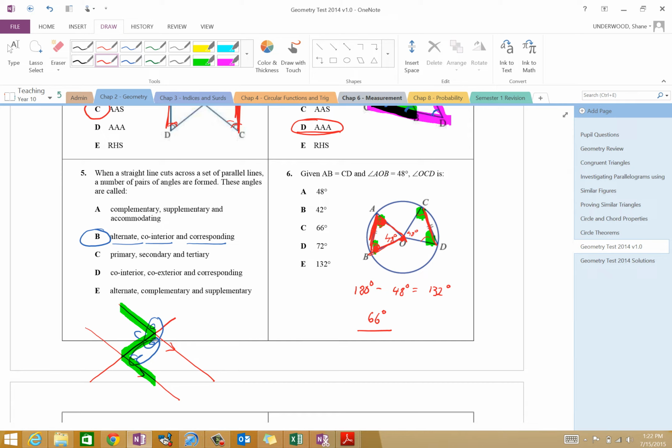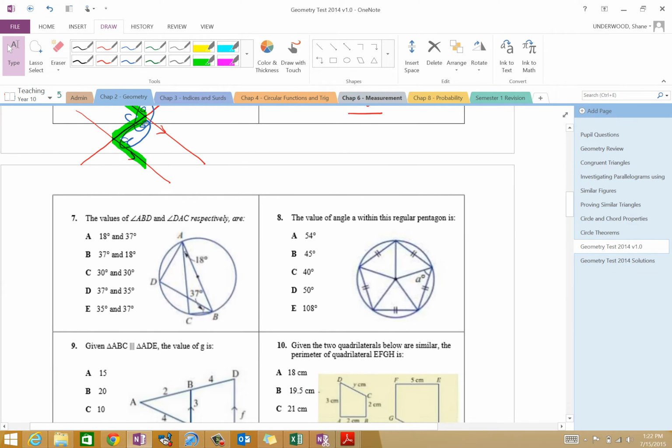Good. Now, by the way, in your test, your multiple choice questions will be worth 2 marks, because a lot of the time there's going to be more than a minute or 2 worth of work. So you've got to get good at multiple choice questions.